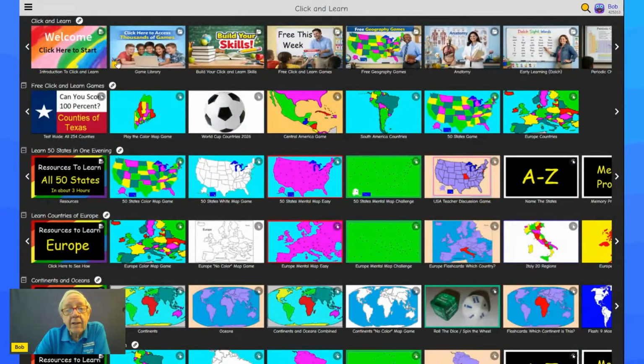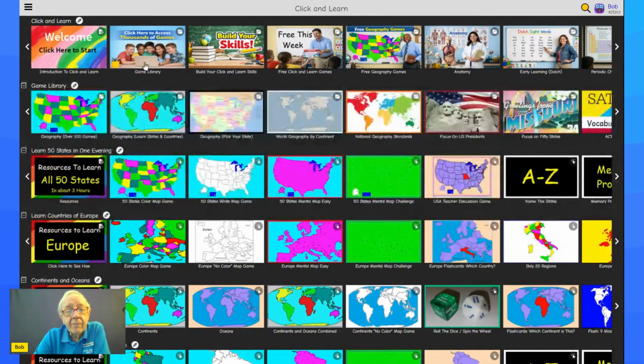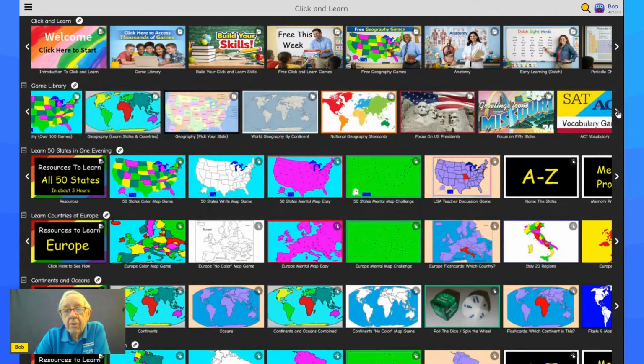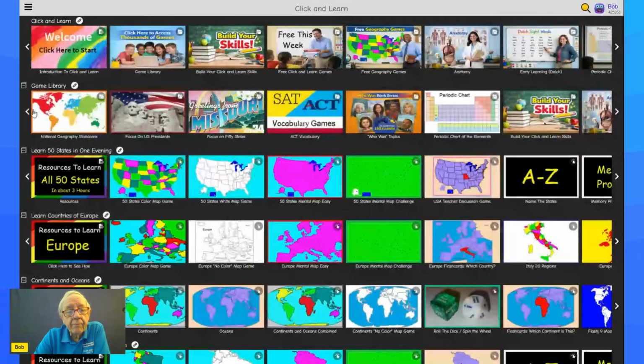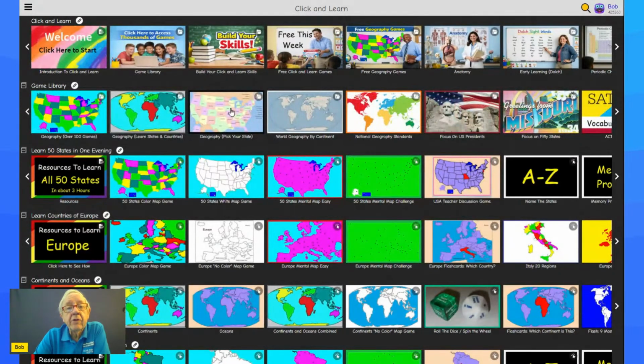Because a lot of our games, you're going to be able to see a lot of our games. I'm going to collapse that one that says free this week. And I'm going to select the thumbnail that says game library. I click that, and we have all these topics and more. I'm going to go back to the left. I'm going to select the thumbnail that says geography, pick your state.